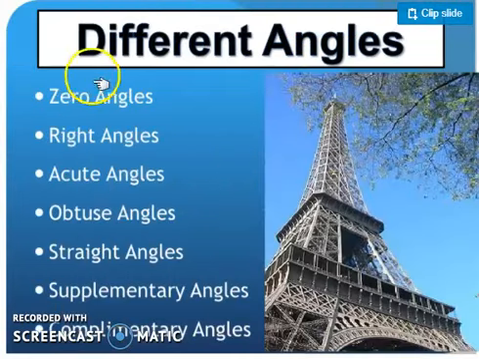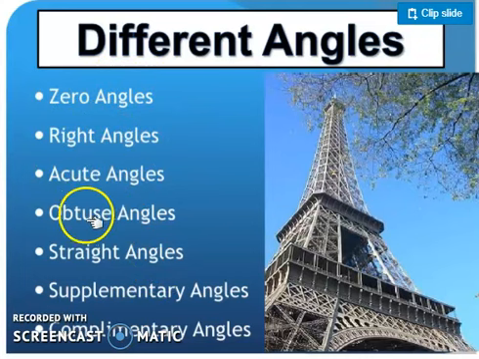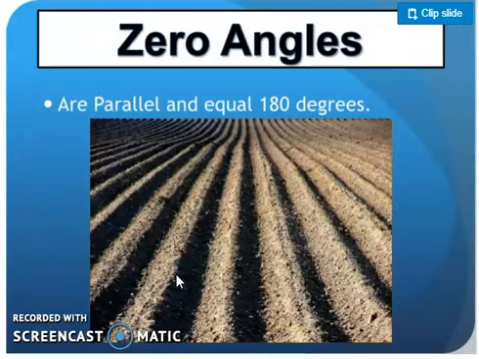Now, different types of angles. We will study the different types of angles also. First are zero angles, right angles, acute angles, obtuse angles, straight angles, supplementary angles, complementary angles and much more. Now, zero angles. We have to learn the definition that zero angles are parallel and equal to 180 degrees.